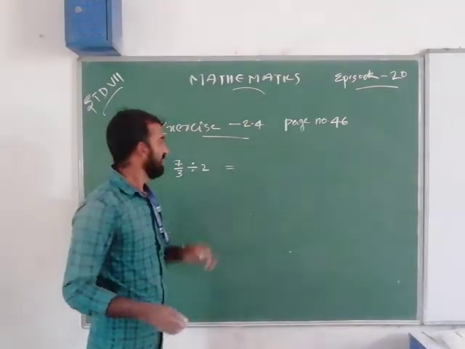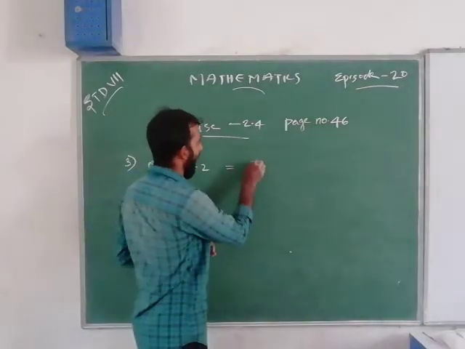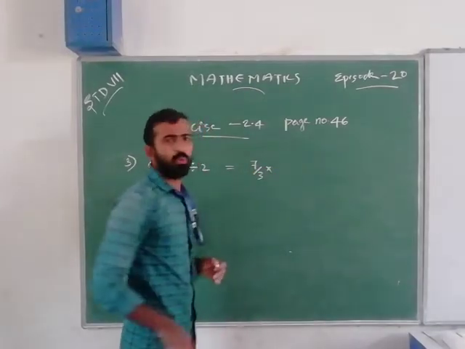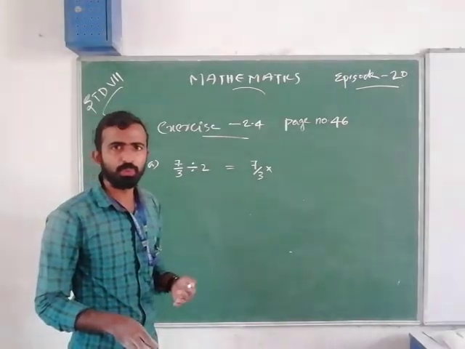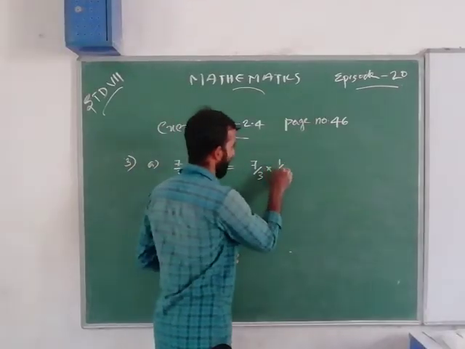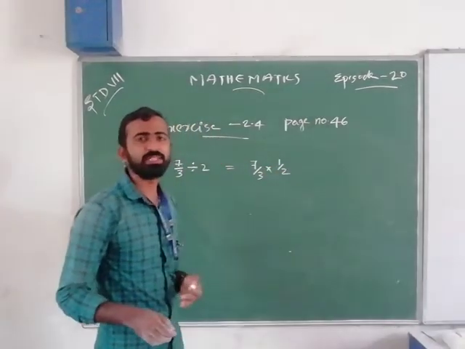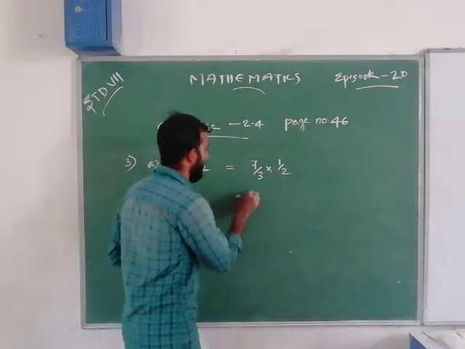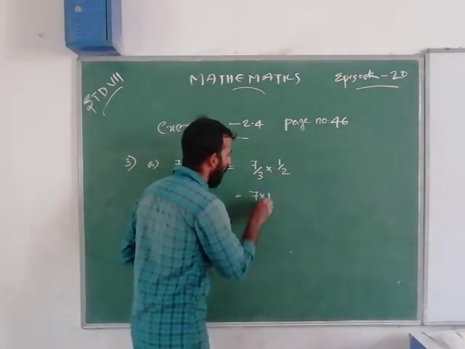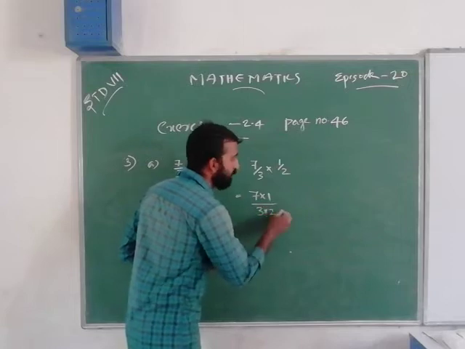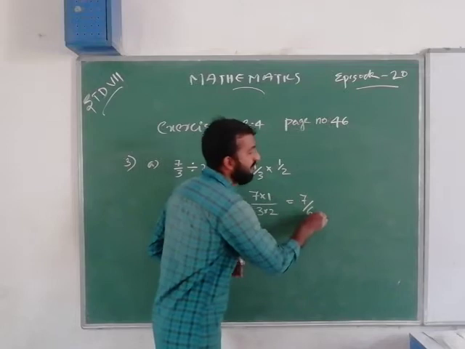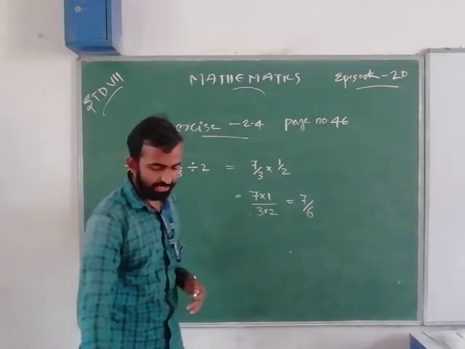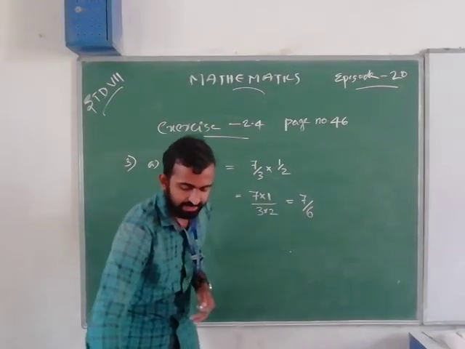What is the answer? 7 by 3 divided by 2. What is the reciprocal of 2? That is 1 by 2. So we get 7 by 3 into 1 by 2, that is 7 by 6. Is it? Yes. We get 7 by 6.